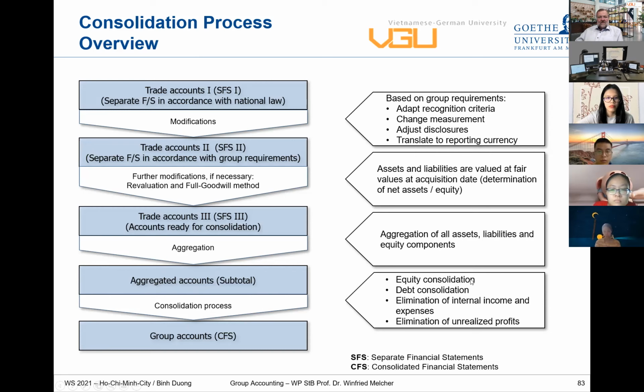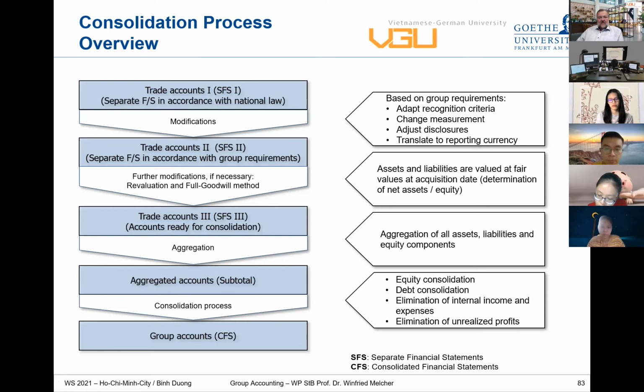First is equity consolidation. So we will eliminate the investment of the parent. We will eliminate that against the equity of the subsidiary. So we did that already in our first example, so you know what equity consolidation is. Then the second thing is we do a debt consolidation.